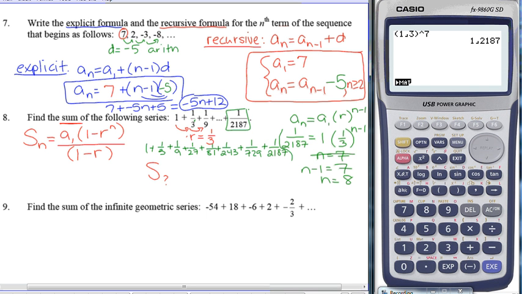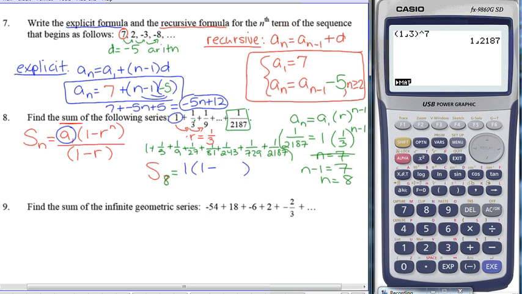So if I counted up these terms, I have a total of 8 of them. So what I'm really looking for here is the sum of the first 8 terms. So I'm going to plug into my formula. The first thing I needed in my formula was the first term. My first term in my pattern was just a 1.